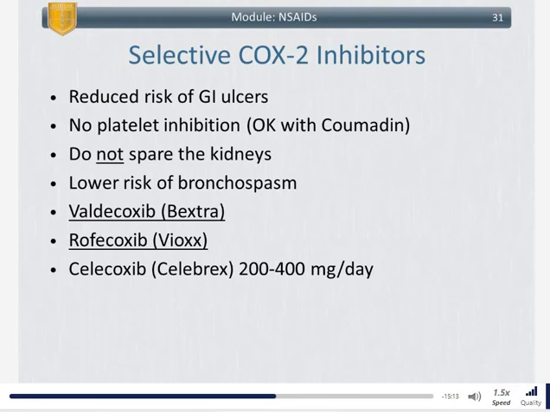These two, when these slides got reformatted, it got underlined instead of crossed out. These should be crossed out, meaning these are no longer on the market. And Celebrex dosing is typically in the range of 200 to 400 milligrams a day.